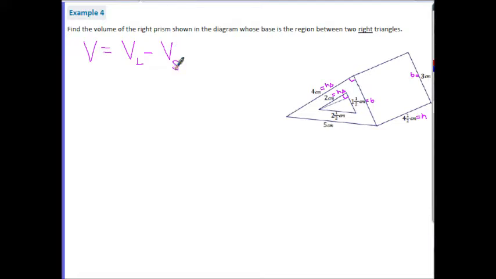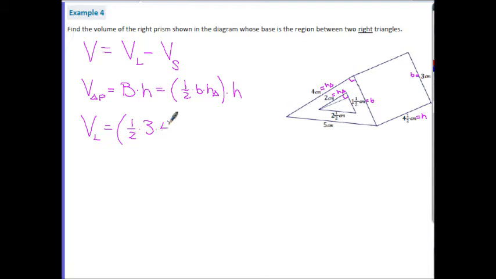So let's start with our formula. So volume of our triangular prism is going to be base times height, which in this case is 1/2 times base times the height of the given triangle times the height of the prism. So let's start by finding the volume of the large triangular prism. So we know that it's going to be 1/2 times 3 times 4 times 4.5. And you can see where I got those from.